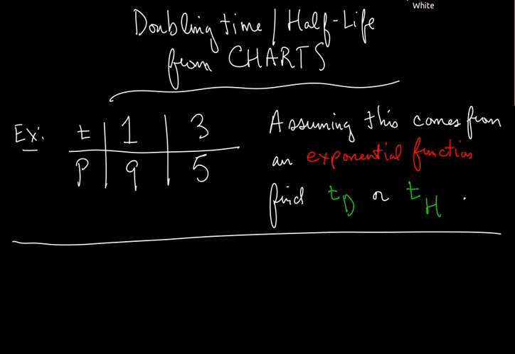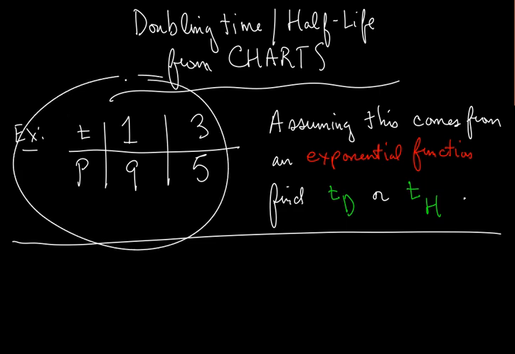Hello, in this video we are going to keep talking about doubling time and half-life, okay? But the catch this time is that we're just going to be given a chart. So here's a chart right here, and we're going to assume that it comes from an exponential function. In a previous video you've already seen that you really only need 2 points to determine the entire exponential function, so that's why I've only put 2 values here. And the goal is, from this chart, find the doubling time or half-life, whatever is relevant for that chart.